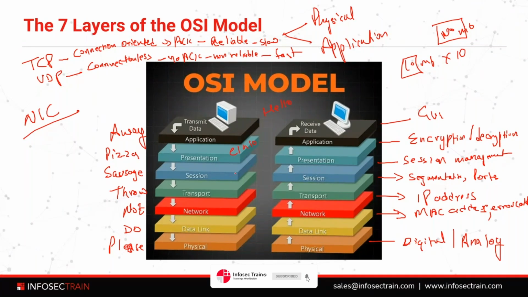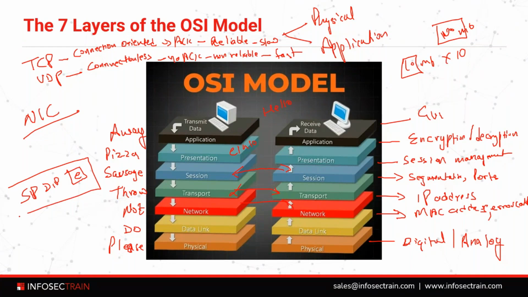Then the session layer will start a session with the receiver's session layer. The transport layer will break it into smaller parts, right? Then the network layer will add the IP addresses, source IP address and destination IP address, to the first segment, that means E, right? This is called a packet. Then that packet will be sent to the data link layer.